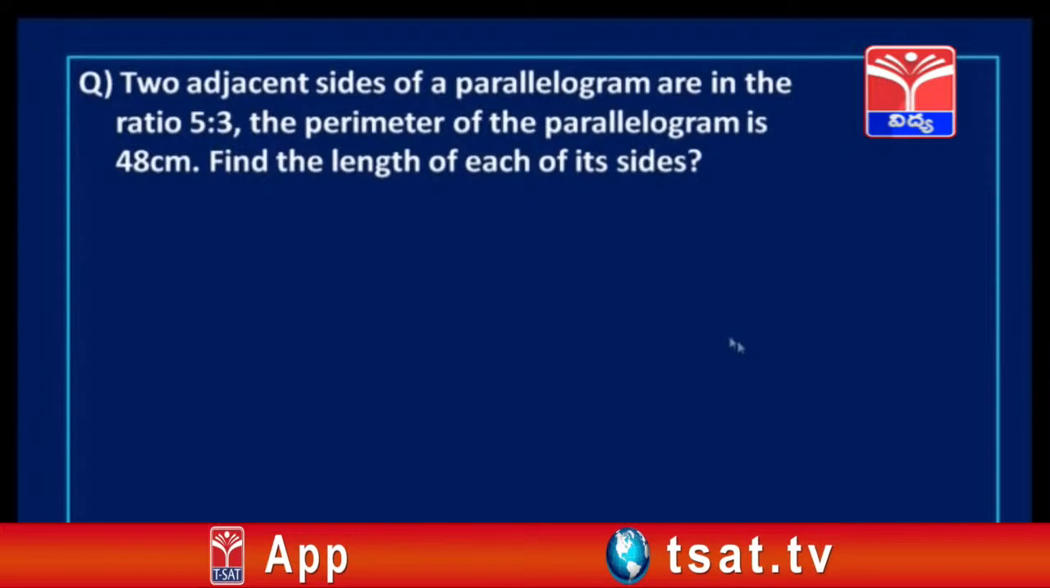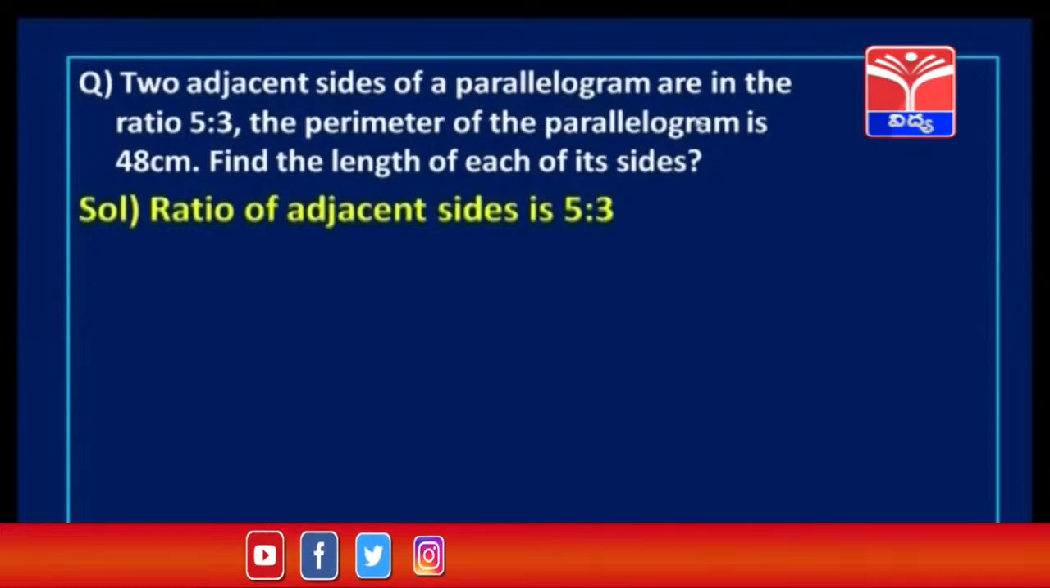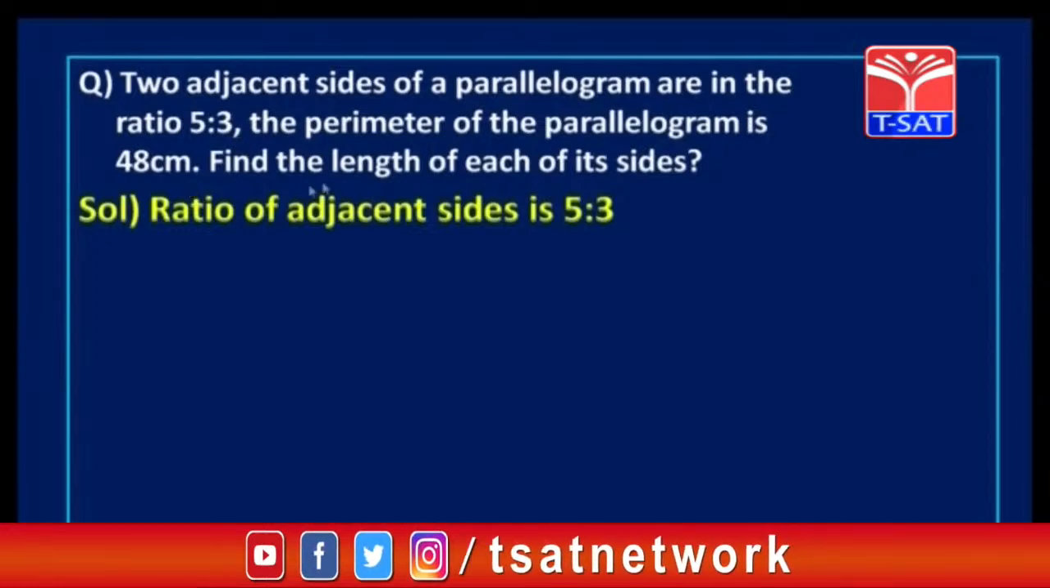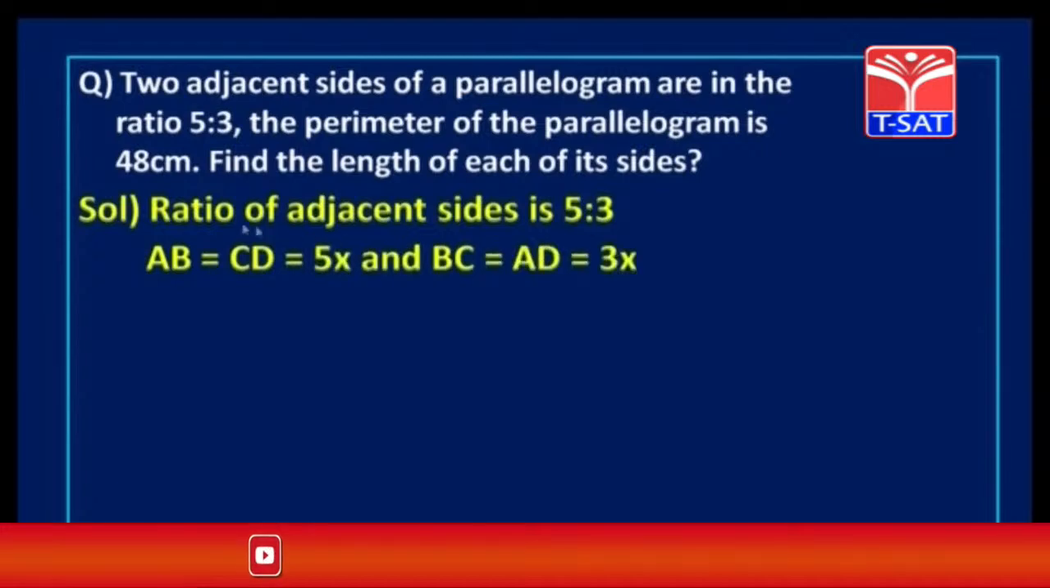Now let us solve another problem children. Two adjacent sides of a parallelogram are in the ratio 5:3. The perimeter of the parallelogram is 48 centimeters. Find the length of each of its sides. Children, here measurement of the sides is not given, but perimeter of the parallelogram is given. We have to find the measurements of sides. How to do this children? Yes, ratio of adjacent sides is given as 5:3.